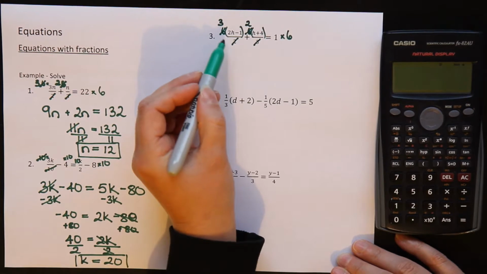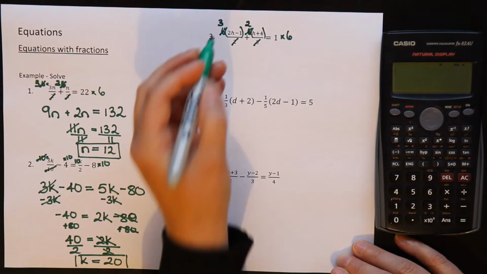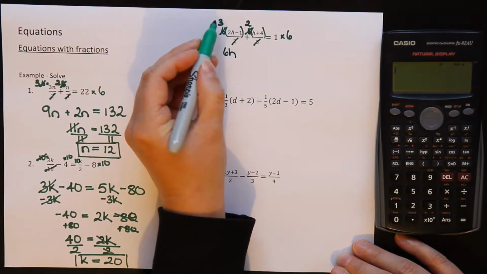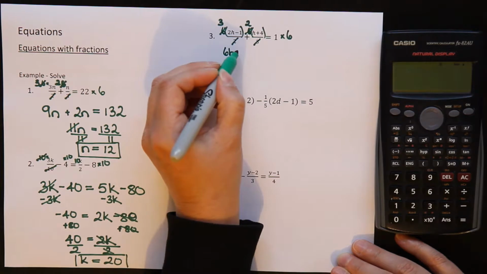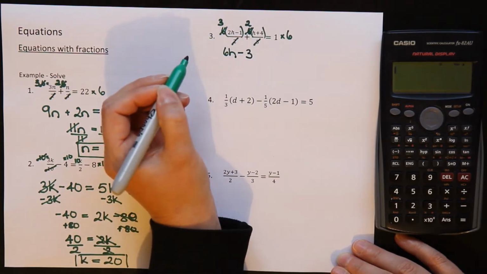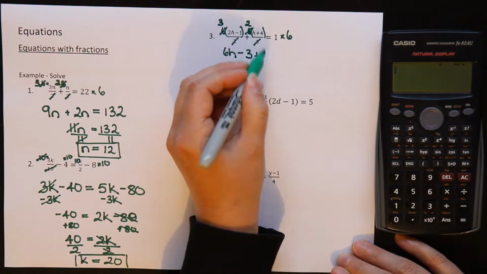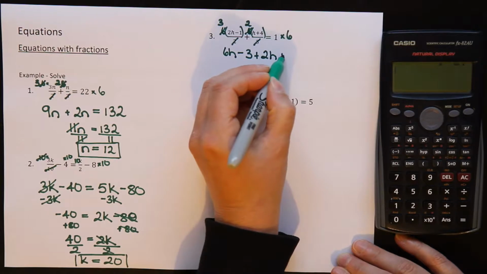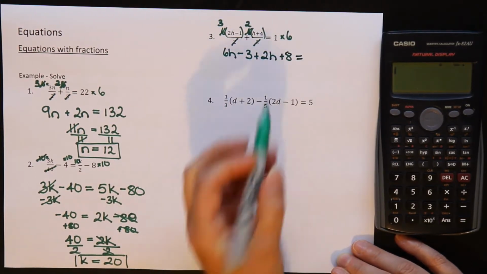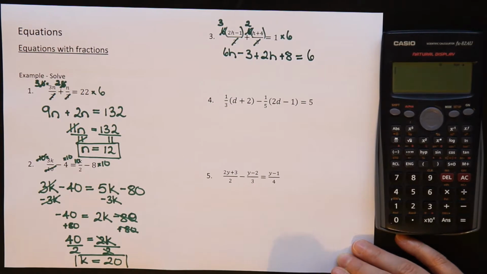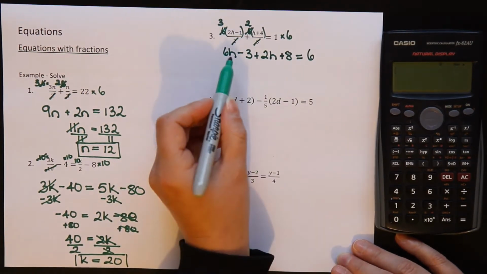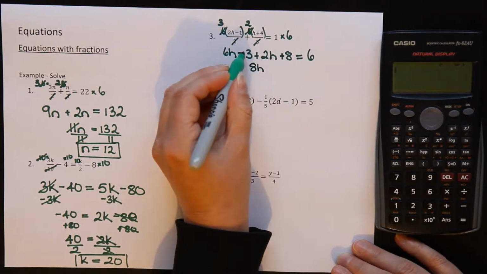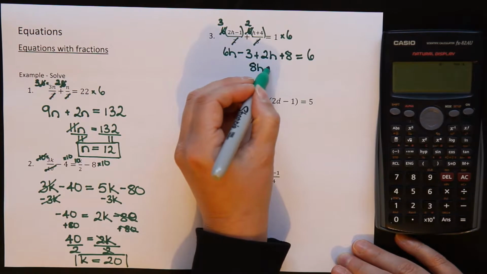Okay, so then I can expand these brackets out that I've created here. 3 times 2h, 3 2's are 6h. 3 times negative 1 is negative 3. Plus 2 times h is 2h. And 2 times 4 is 8. Equals 1 times 6 is 6. Collecting up like terms, 6h plus 2h is 8h. Minus 3 plus 8 is a plus 5.